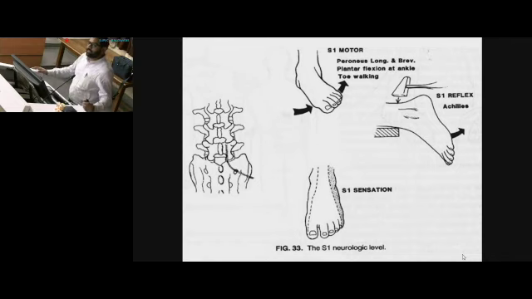Then we did special tests, SLR or Bowstring test. Then we went for neurology. Neurology will give you an exact idea of which root level we are talking about or which disc level we are talking about. If say, after examination, after inspection and after everything, I found out that the patient is having L5 radiculopathy. And now the examiner is asking what will be your provisional diagnosis? Which prolapsed intervertebral disc you are looking at?